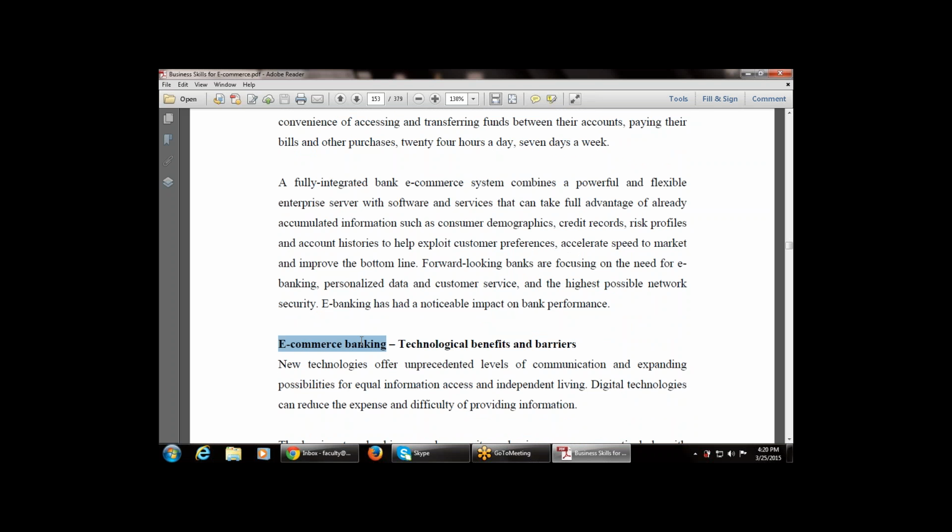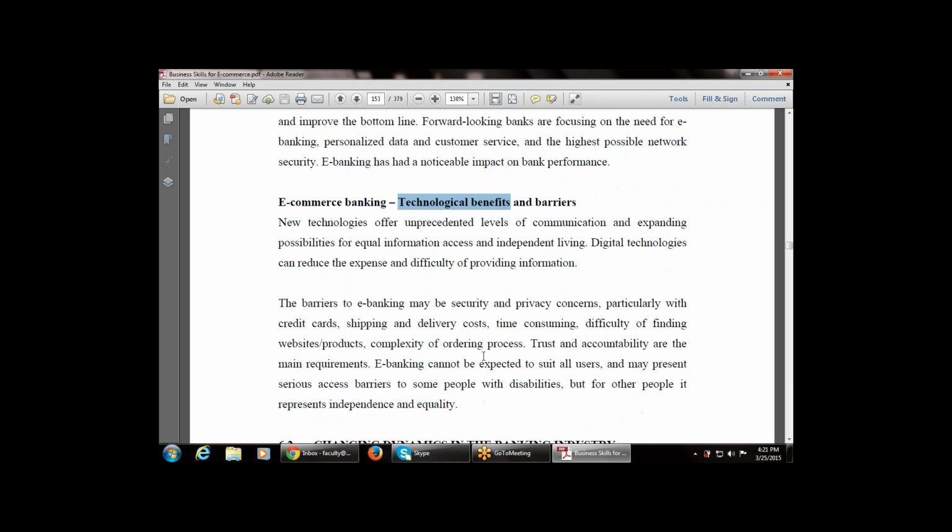Then e-commerce banking, that is the next topic, is about technological benefits and barriers. Whenever I choose e-banking for e-commerce, what are the technological techniques that are used, what are the benefits, and what are the barriers, that is, the obstacles in using e-commerce banking. So this is the topic that we have studied. This topic shows the techniques used in e-commerce banking, and the advantages, that is the benefits, and the obstacles to using it.